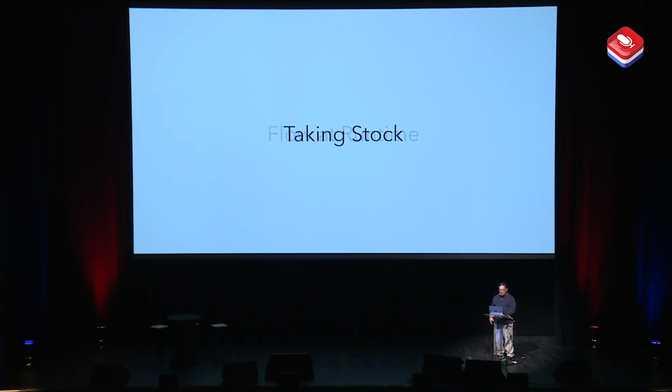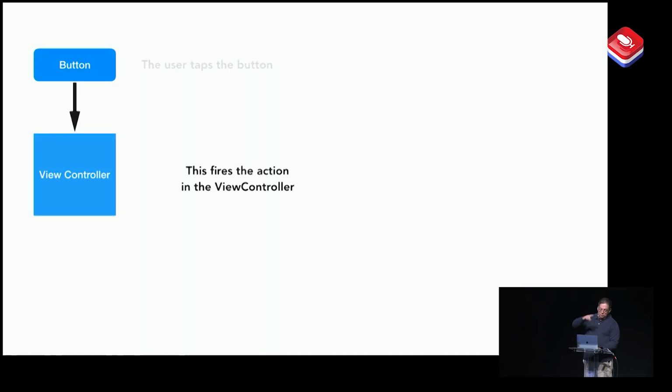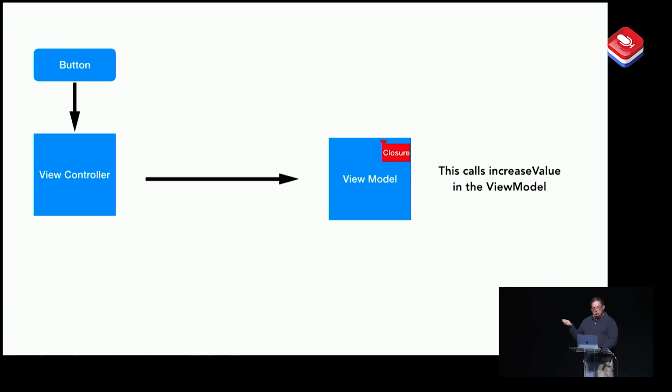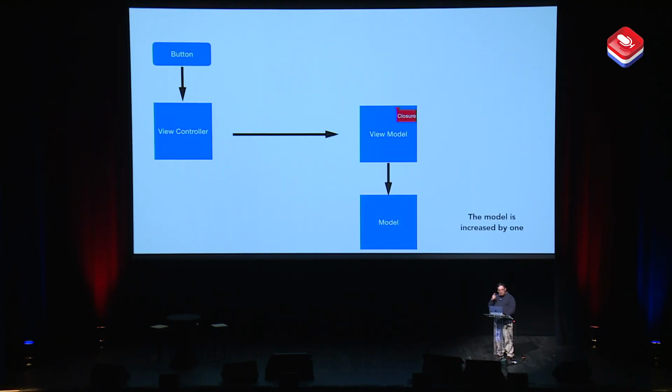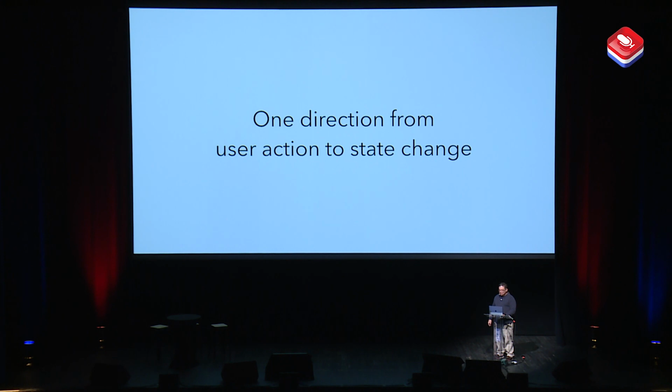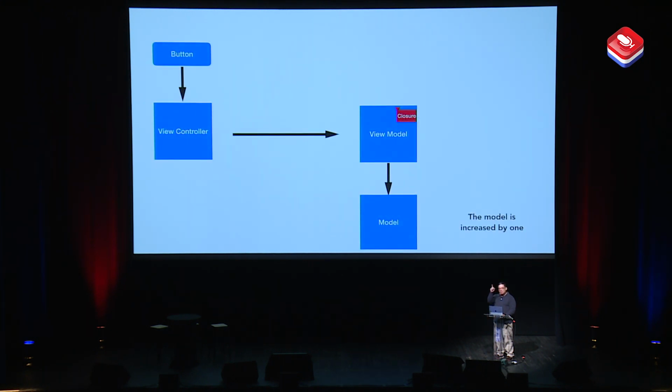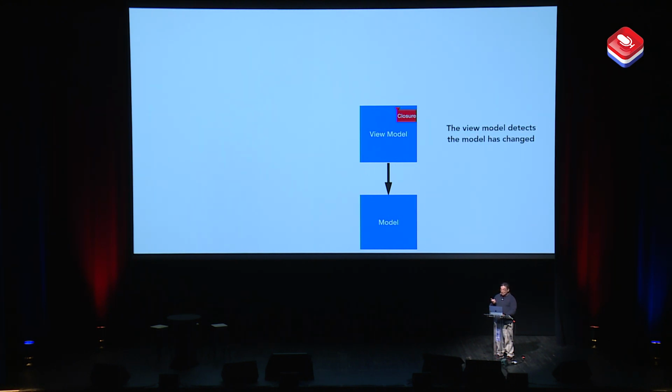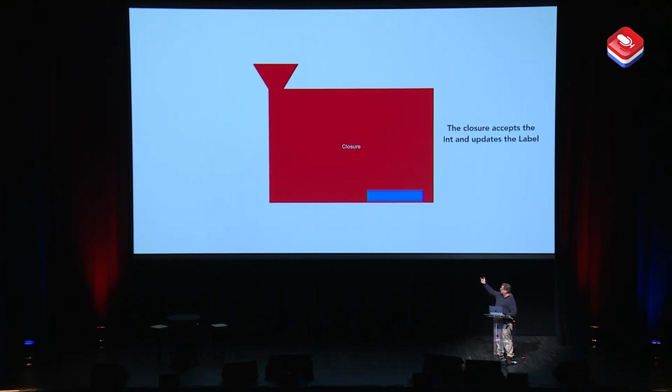And so when you take stock of this, you look at the flow at runtime: the user presses the button, the view controller then fires some action, it changes something in the view model by calling the increase value in the view model. The increase value in the view model increases the model by 1. So this is this one direction, user action to state change. And since the user has said, okay, eventually the model's increased by 1, the view model says, oh, the model has changed. I call my didSet, and that's when the closure is called. And inside the closure has this link to the label, and it just does it.